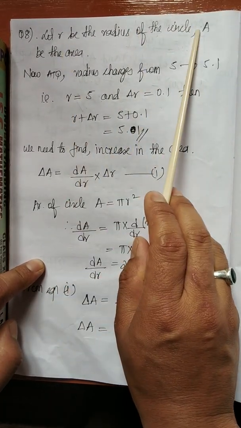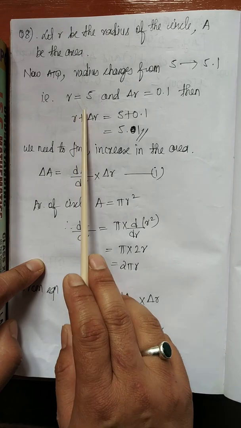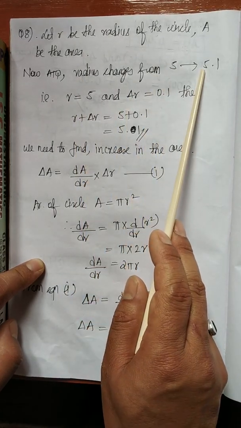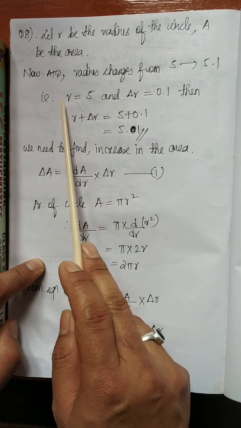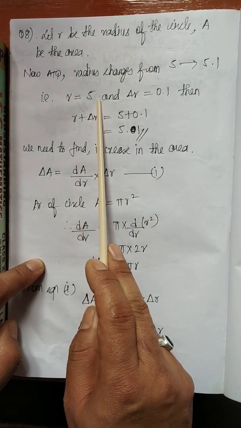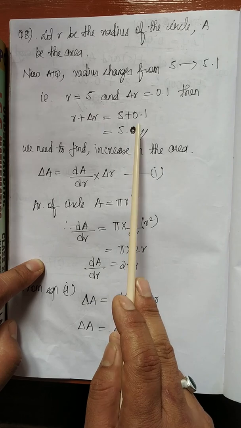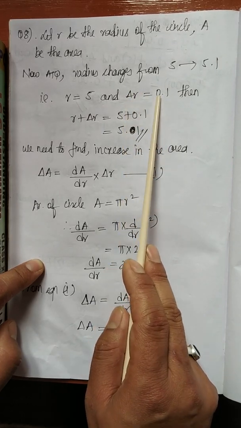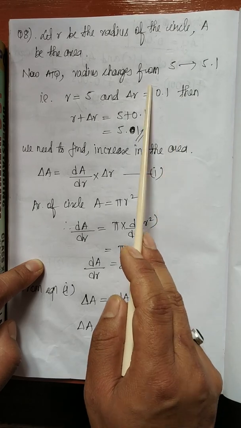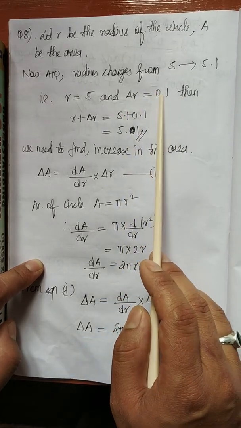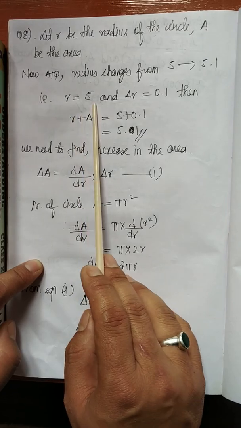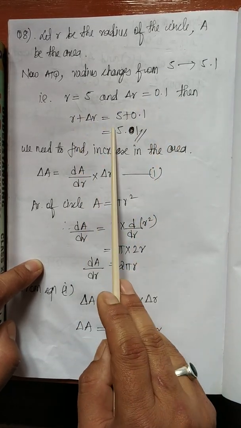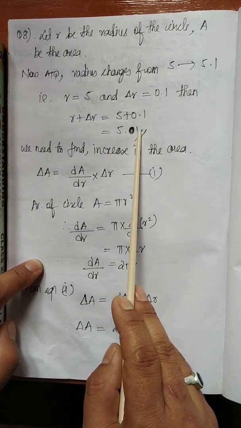Let r be the radius of the circle and A be the area. According to the question, the radius changes from 5 to 5.1. What does it mean? Previously r was 5, and now it is 5.1. So what is the value of delta r? 0.01? Not 0.01, 0.1 only. r is 5 and delta r, the increase in r, is 0.1. So the final r is 5.1, that is r plus delta r.